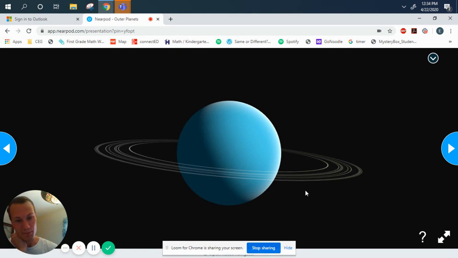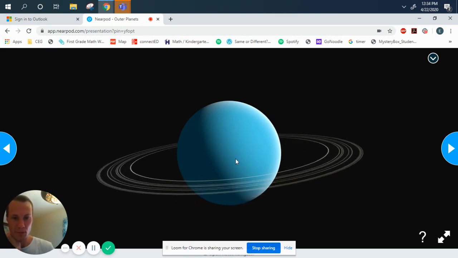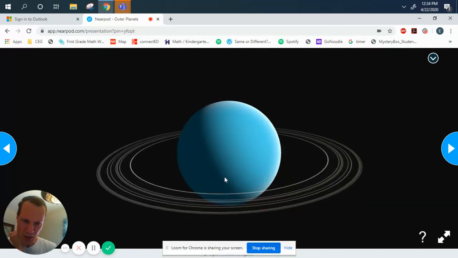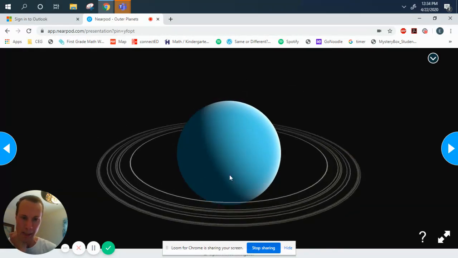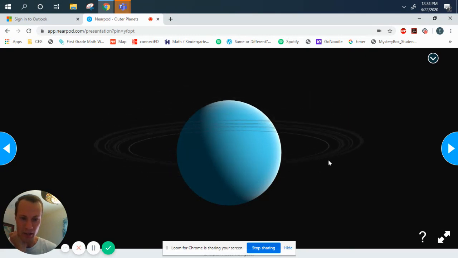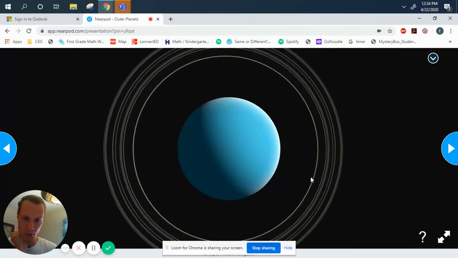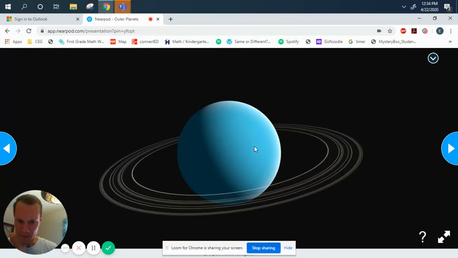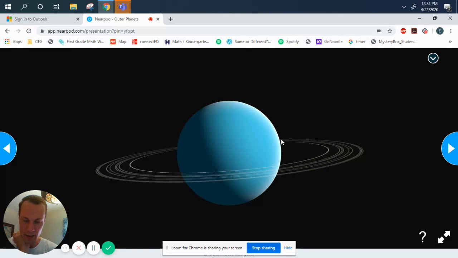Next is Uranus. A lot of people don't remember this, but Uranus actually has some rings. They're not as big or bright as Saturn's, but these are still rocks and dust that got trapped in this big planet's orbital field. As you can see, this is a blue planet, but that doesn't really look like water to me. It looks kind of cloudy, almost like a snow cone or something like that.